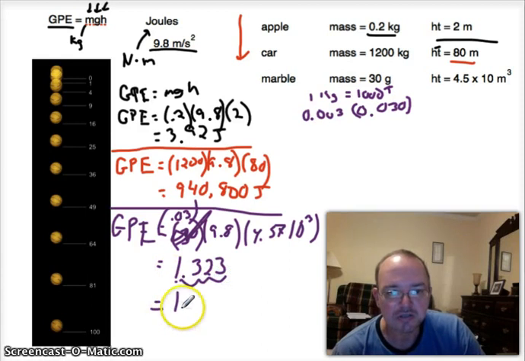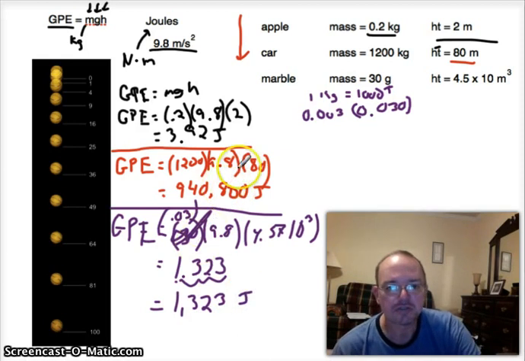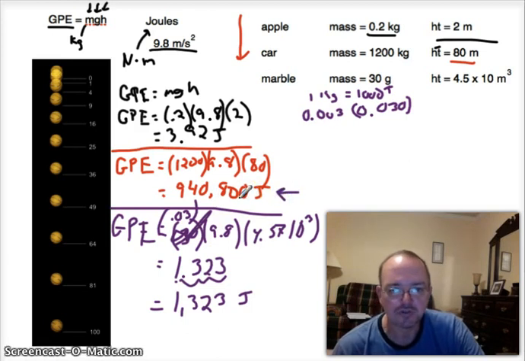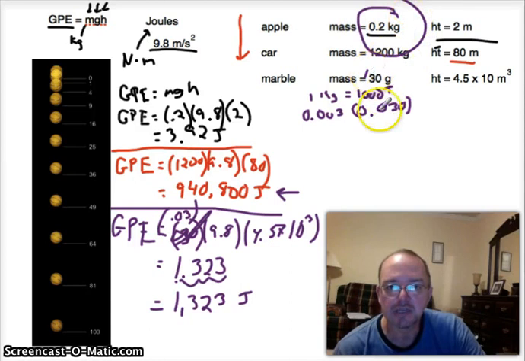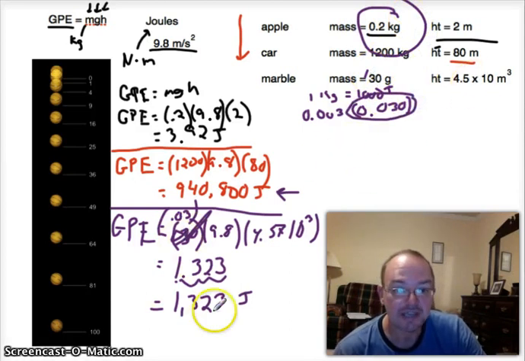The gravitational potential energy is 1,323 what? Joules. So how did it compare to the gravitational energy of this car? It was nowhere near the gravitational energy of this car. The car had far, far, far more joules, or more gravitational potential energy, just because it weighs so much more. But it did have more potential energy than this apple. The apple weighed more than it did. It was just 0.2 instead of 0.03. But the height of it is what ended up tipping the scales for that one.